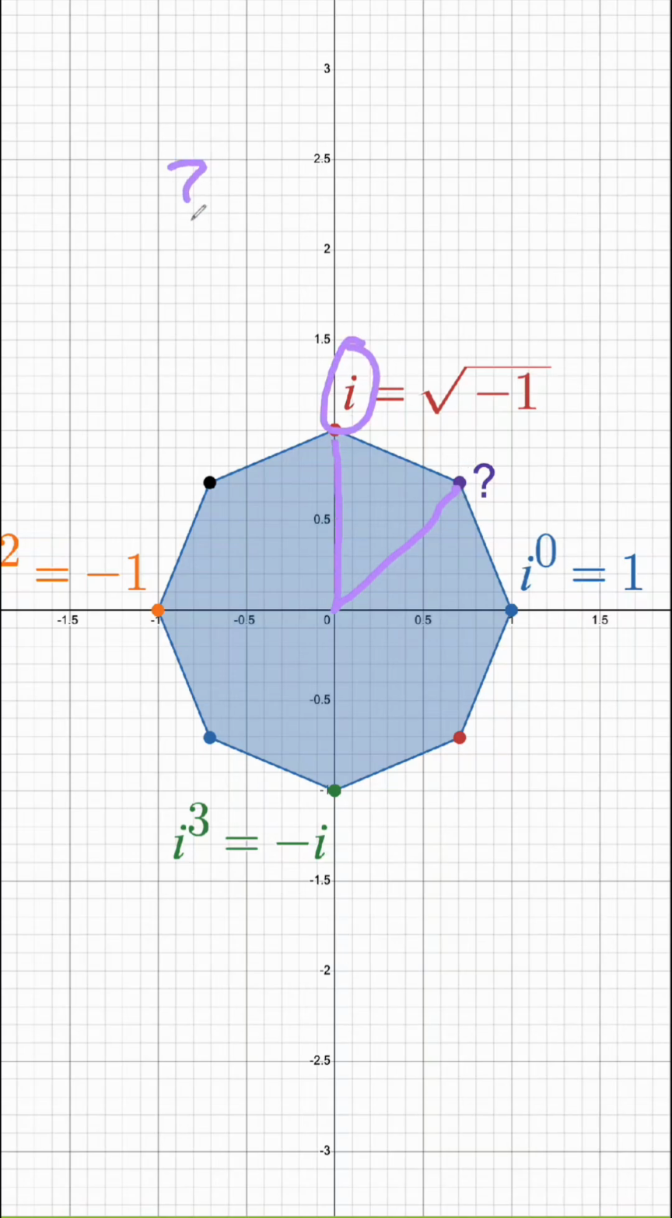So we have something times something is equal to I. And that should make you think, hopefully, of a square root operation. So we know, for instance, 2 times 2 is equal to 4.